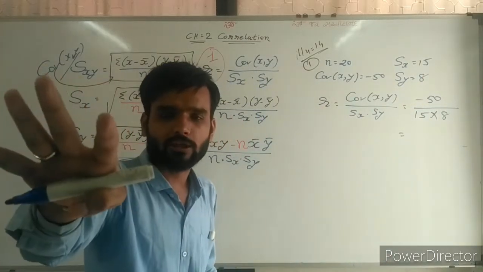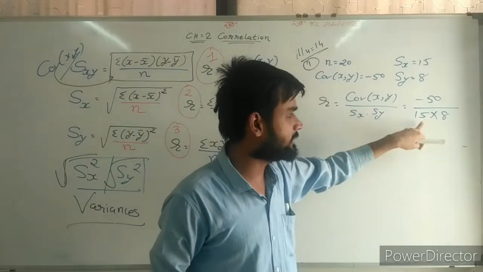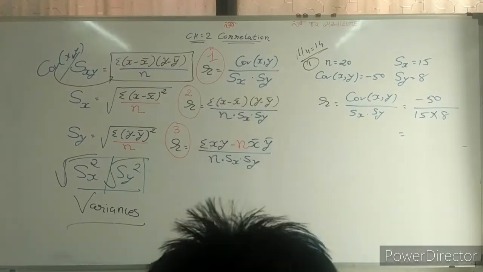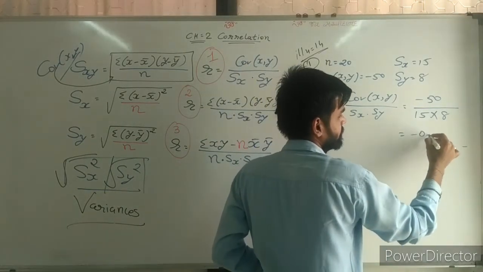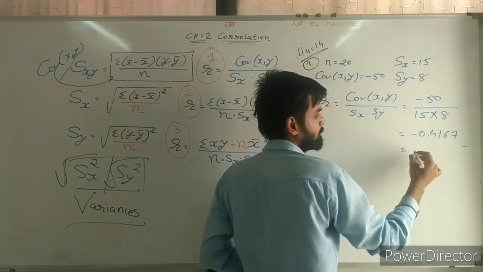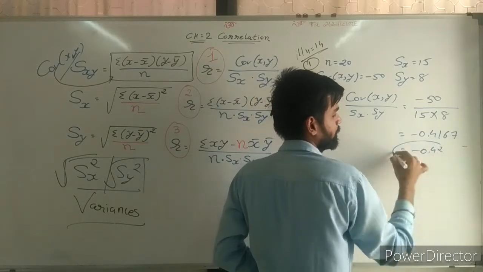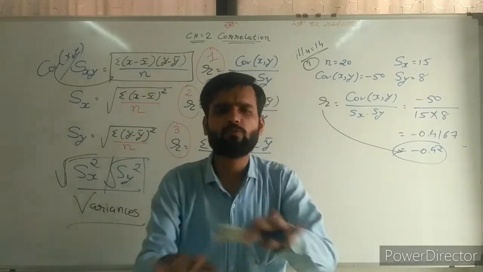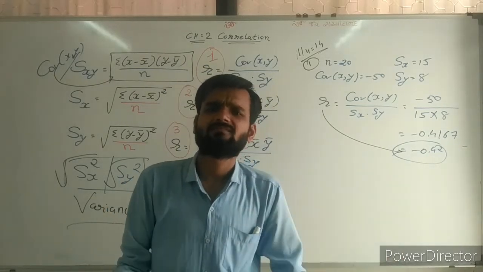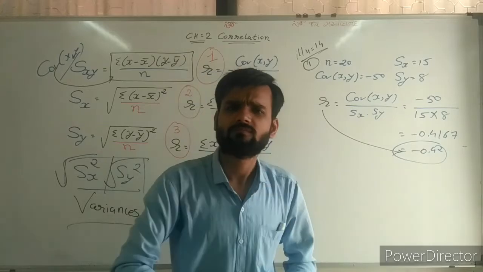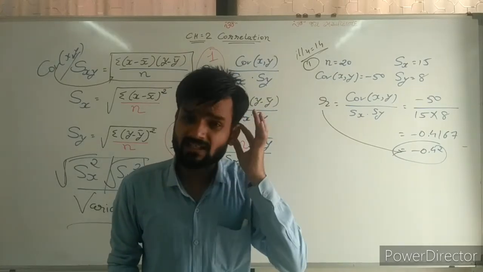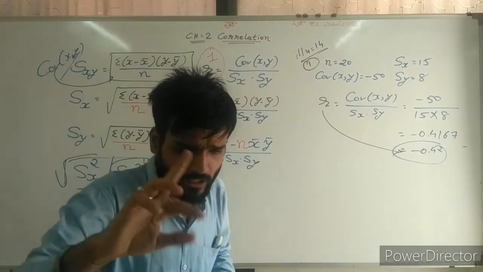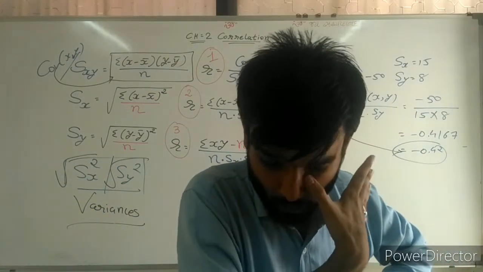Now calculate in your calculator: minus 50 divided by 15 divided by 8, and you will get the answer minus 0.4167. So approximately I can write minus 0.42. So this is the value of our correlation coefficient, completed. That's it, the simplest one. In this way we can solve sums by using these formulas. Now we are taking one more sum also.